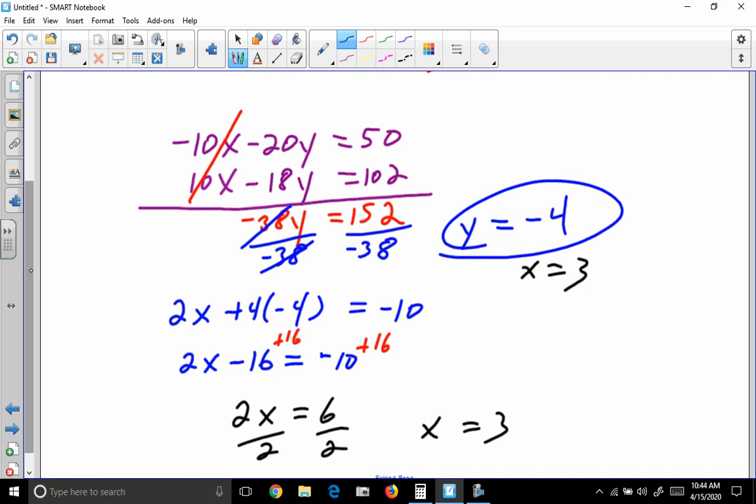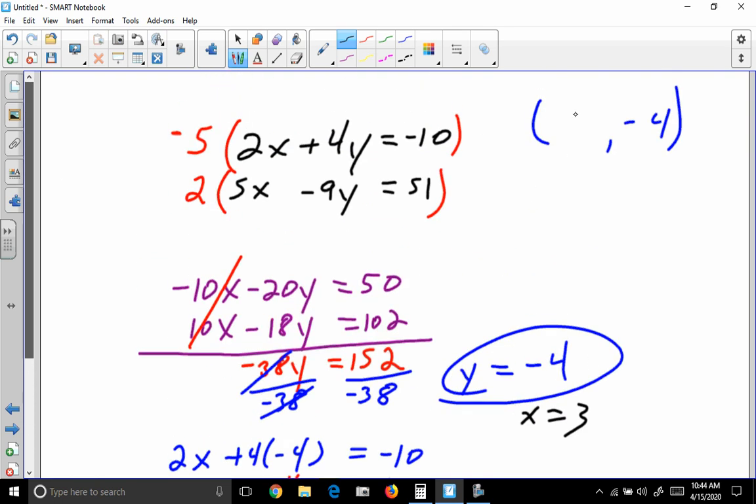So our solution is 3, negative 4. And if we were to substitute that in each equation, then we would get a true statement. So it turns out that that is our solution for this one.